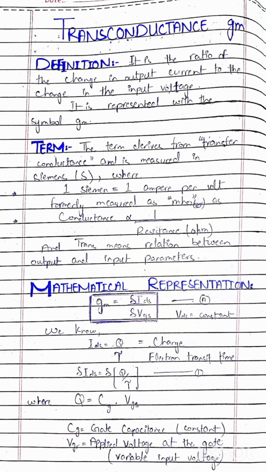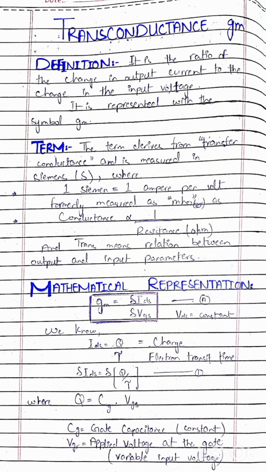Transconductance, GM, is a key parameter in electronic devices, particularly in MOSFETs and bipolar transistors. It represents the change in output current, drain or collector current, per unit change in input voltage, gate or base voltage. The unit of transconductance is Siemens, S.